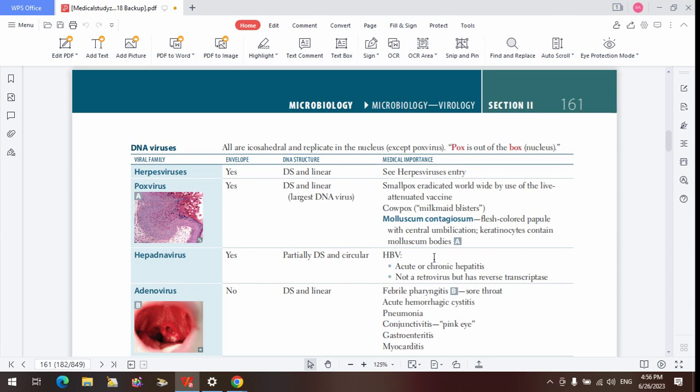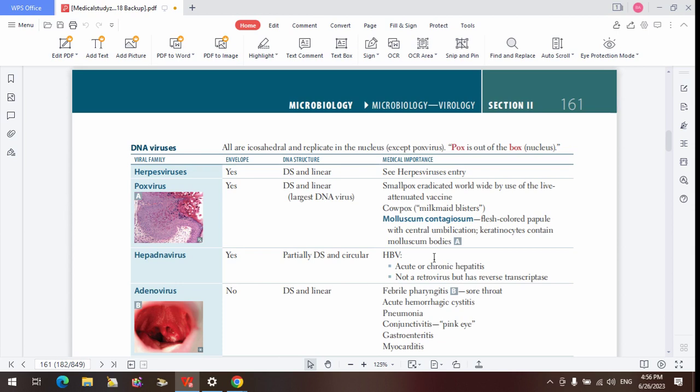Now, the last one is molluscum contagiosum. So this is the one they can ask us. They can ask us to make a diagnosis of this, and the next thing is what class, what is the family of the organism that is causing this infection. So the pox, and that is the largest DNA virus.